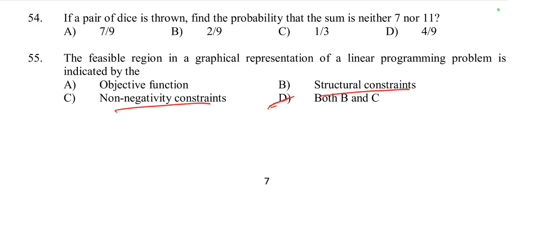Structural constraint, what does it define? It defines the relationship between the variables, like the inequalities. So it defines the relationship between the variables and restricts the possible values they can take. So it is called a structural constraint. Then non-negative constraint means it ensures that the variables take on non-negative values, as variables in a linear programming problem are often required to be 0 or positive, means non-negative. Non-negative means either it's 0 or positive. So together these constraints define the feasible region, which is the set of all possible solutions that satisfy the problem's restriction. So both B and C are the right option.